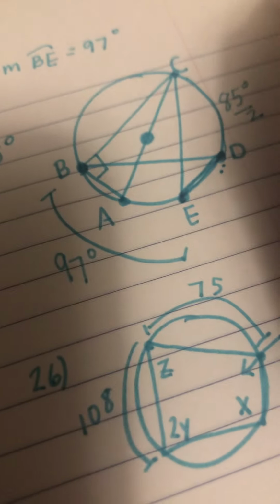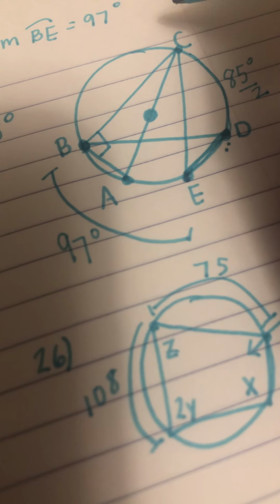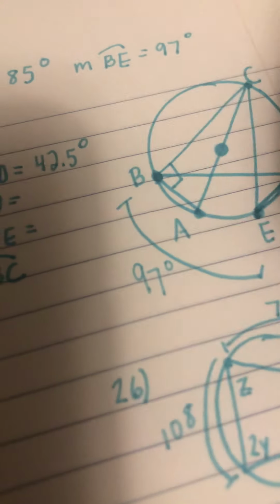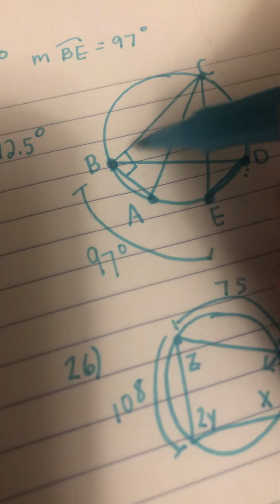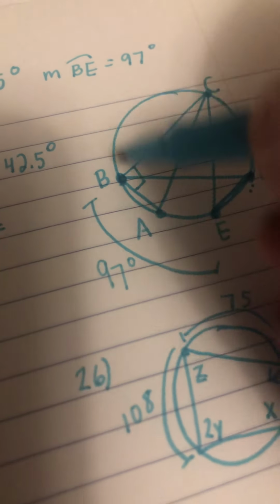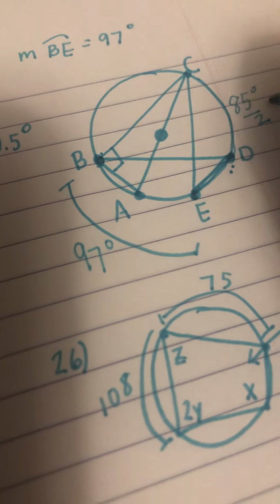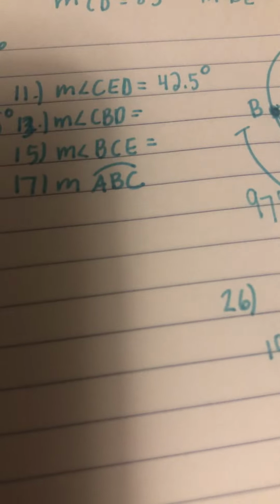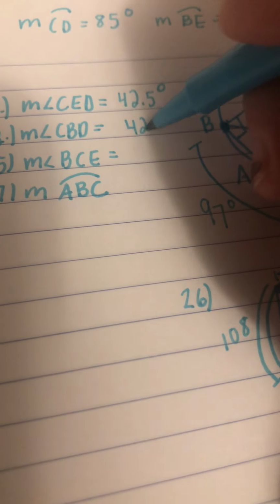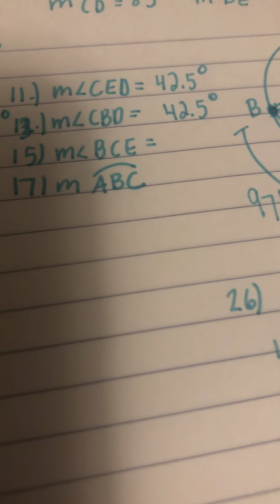CBD, that's this guy up here. CBD is on the circle, and we also notice that it is intersecting this 85-degree arc. So this answer is the same as the one above it, because they intercept the same arc.